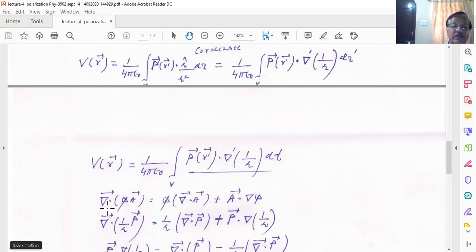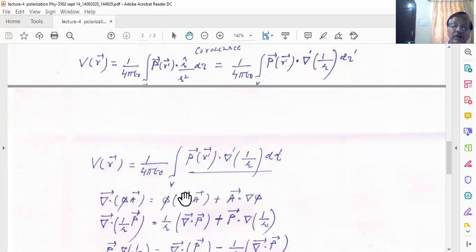The divergence of phi A is given by phi times the divergence of A plus A dot grad phi. The vector sign is missing here; there is a printing mistake, please excuse me. Phi is a scalar, and the gradient of phi is a vector. So grad phi is a vector, and with A there is a scalar product, so this will be a total scalar.